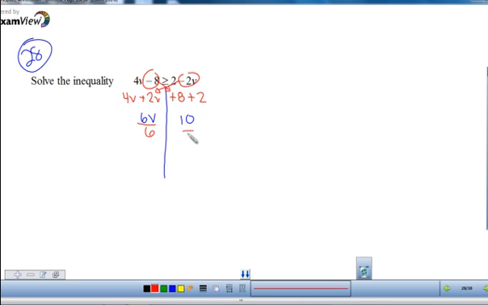Divide by 6. Okay, so we can reduce this by 2. 2 goes into 10 5 times. 2 goes into 6 3 times.